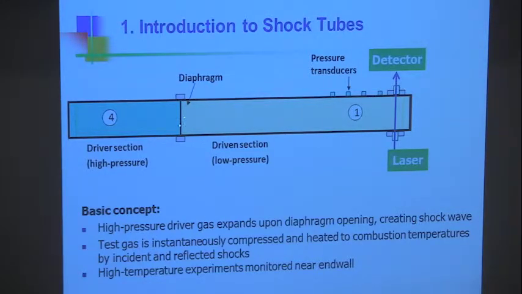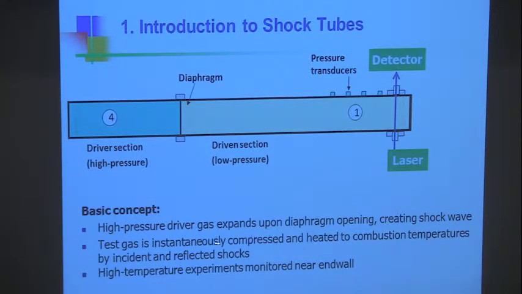So the concept is that high-pressure gas is like a piston. Remove this diaphragm, there's high pressure, it acts like a piston, pushes, and it forms a shock wave. It forms in about 10 diameters typically. So after about 10 diameters, you have a shock wave that's moving along. In an ideal world, the shock wave would move at a constant speed. It doesn't. It actually slows down a little bit, and we have to measure that and take it into account.